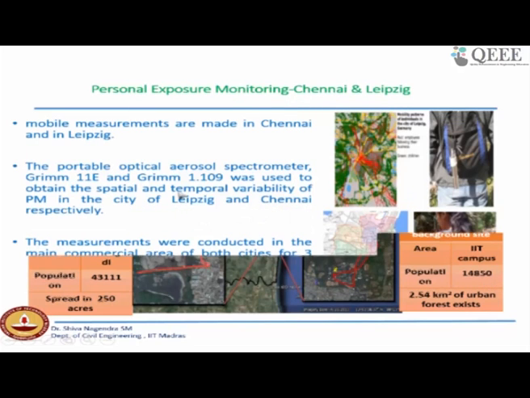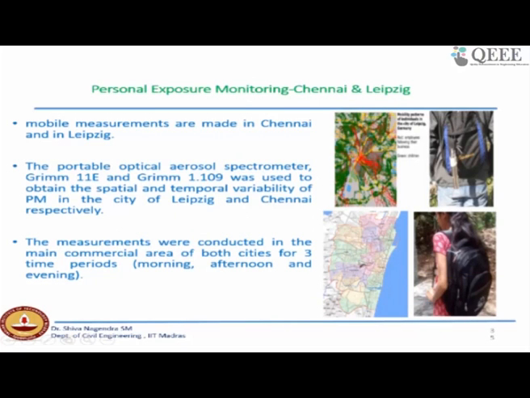We also made some comparison between Indian cities and one German city, Leipzig, and we used sophisticated instruments for measuring particulate pollutants, which are a concern both in Chennai and in Leipzig.